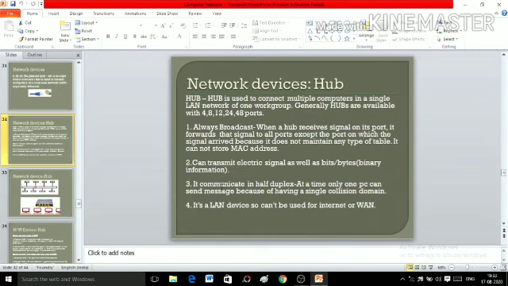So at a time only one sender can send the message and another one can receive the message. This is the meaning of half duplex. Fourth one is, since hub is a LAN local area networking device, you can't use it for creating a wide area network or internet.